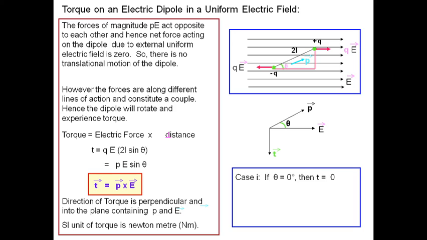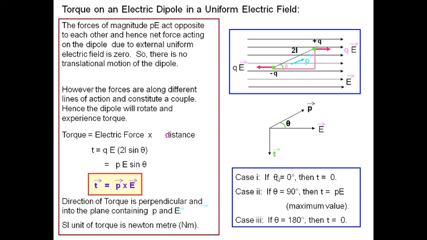Now there are certain special cases also. If theta is 0, then torque is equal to 0. This means E and p are in the same direction, then torque is 0. This is called the stable equilibrium condition. Remember this condition is called stable equilibrium. When theta is 90 degrees, then torque is maximum. The maximum value is p into E. And if theta is 180 degrees, then torque is again 0. But in this case p and E are in opposite directions, 180 degrees, and that is called unstable equilibrium.